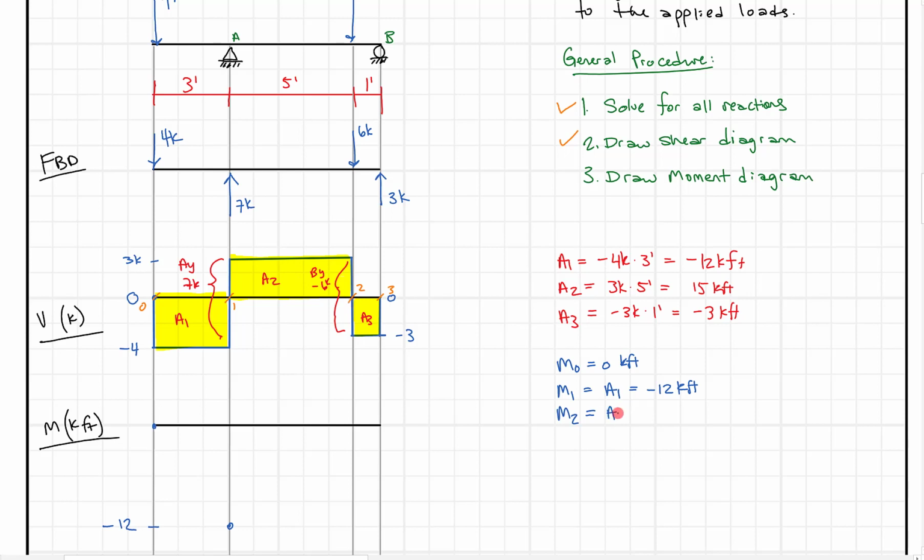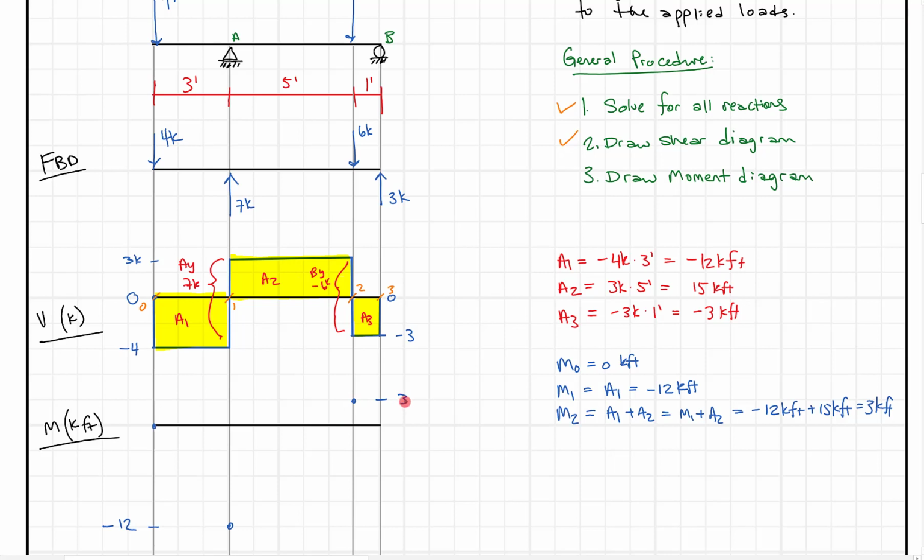Well, it's really just going to equal A1 plus A2. We could also say this equals M1 plus A2, right? It's the same idea. What we get here is minus 12 kip feet plus 15 kip feet, and that's going to equal 3 kip feet. So when we add up the areas from left to right, that's where we end up. We're going to come up and end up right at 3 kip feet.